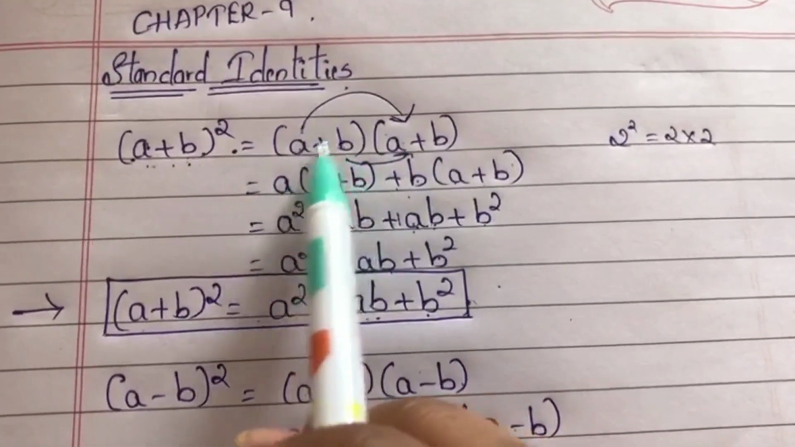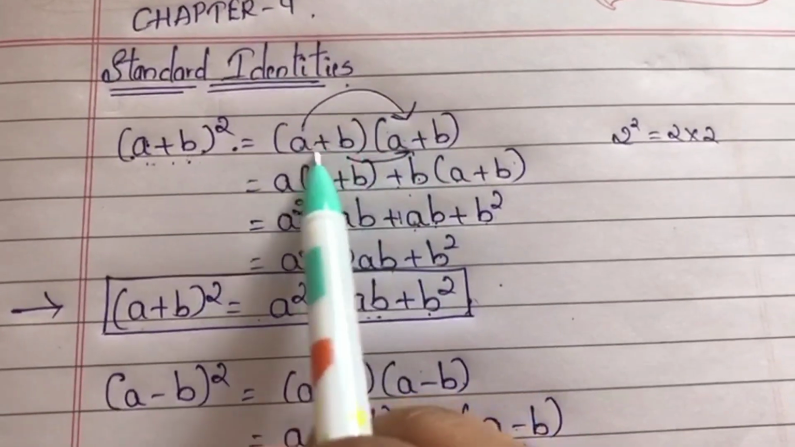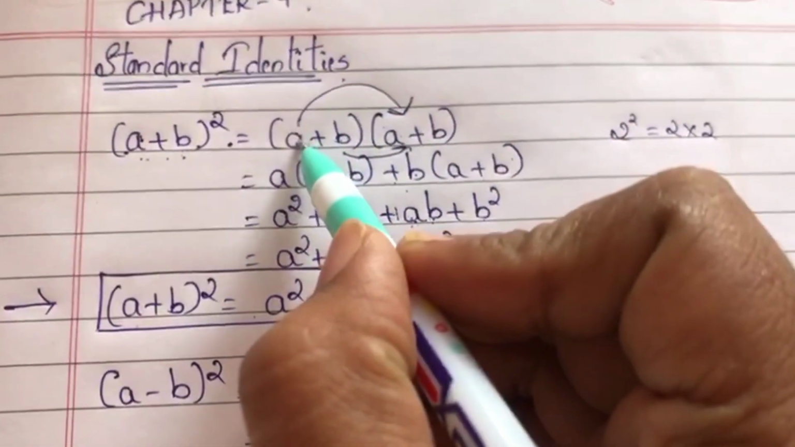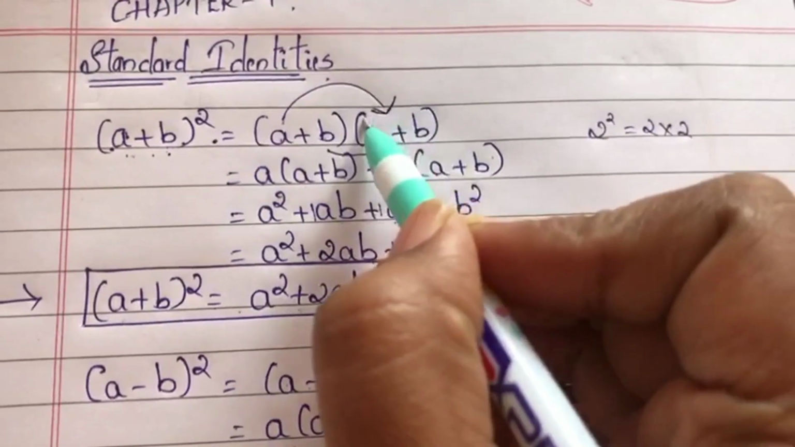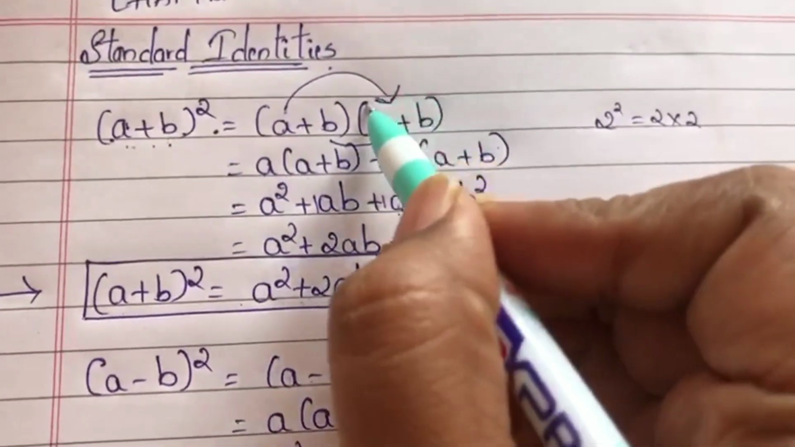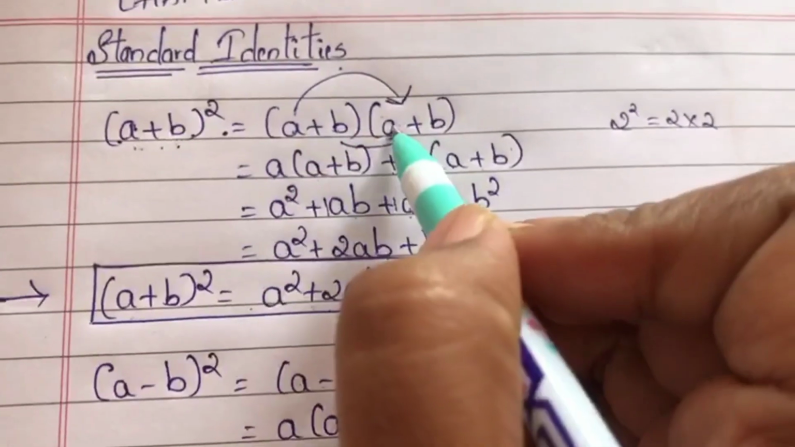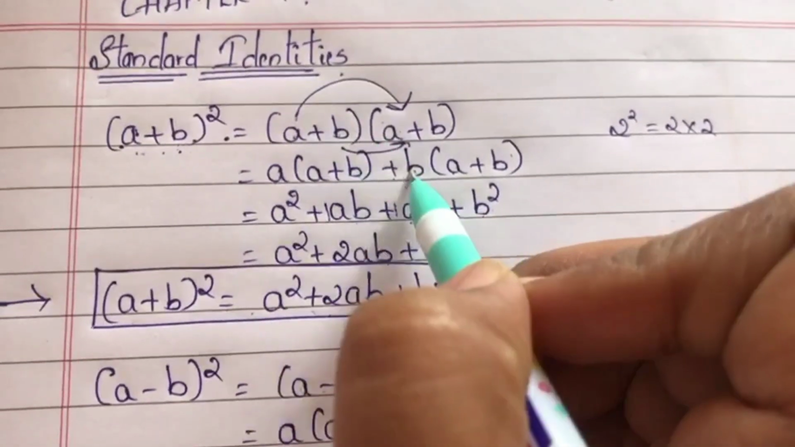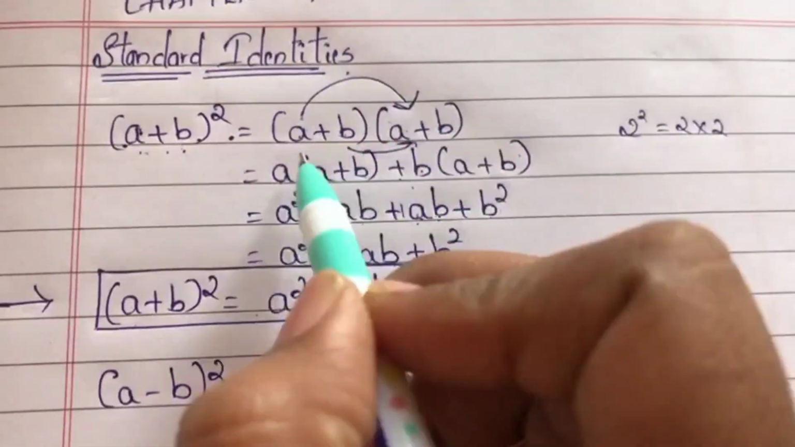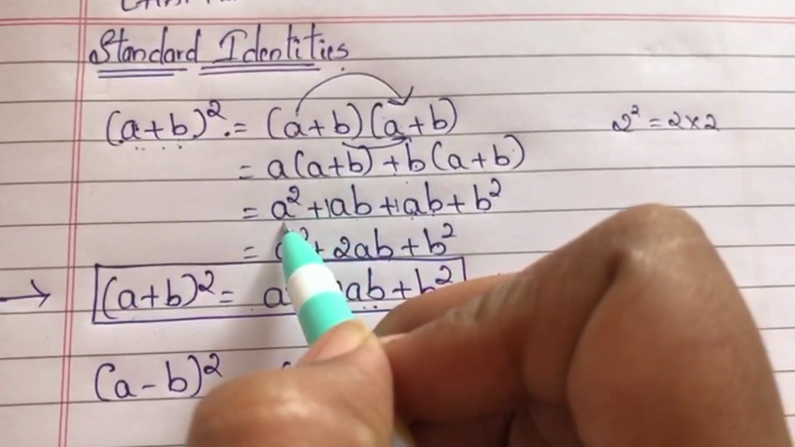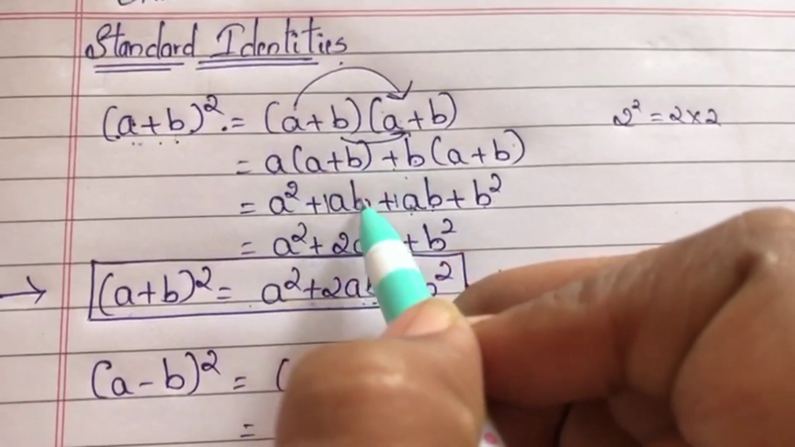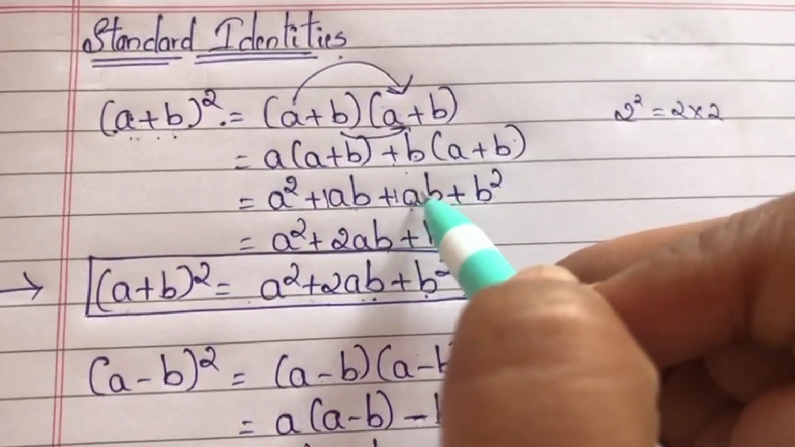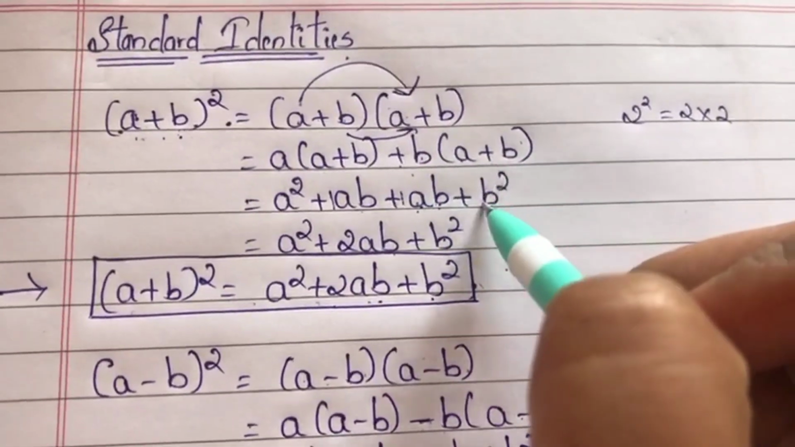We know that these two are binomials, so this is a binomial to binomial multiplication. We need to first multiply a to this whole term a plus b, and b to this whole term. It can be written as a into (a plus b). Here plus sign is there, so we need to write plus b into (a plus b). If we multiply them, a into a will be a square, plus a into b will be ab, plus b into a will be ab. It can be written as ba or ab, both are the same, and plus b into b is b square.